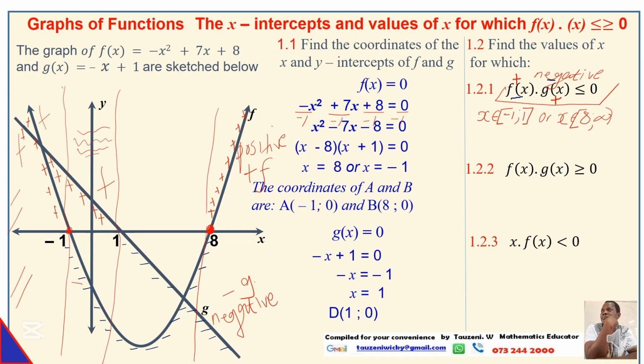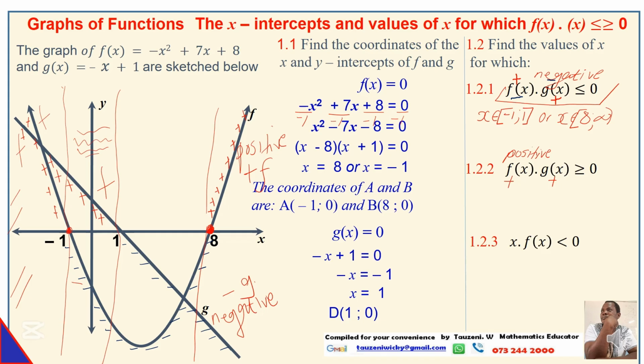Look at number 1.2.2. We have changed the signs now. F of x multiplied by g of x is greater than 0. If it's greater than 0, it means it is a positive answer. Anything bigger than 0 is positive. Now, positive results from multiplication happen if you multiply a positive and another positive. It also happens if you multiply a negative and another negative.